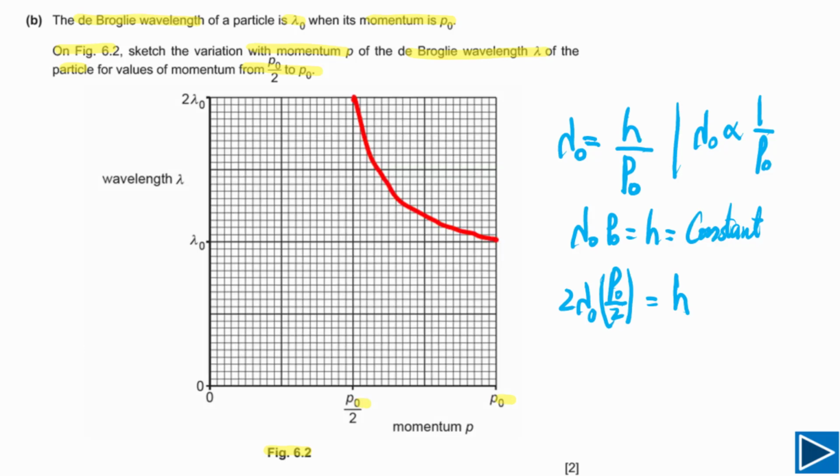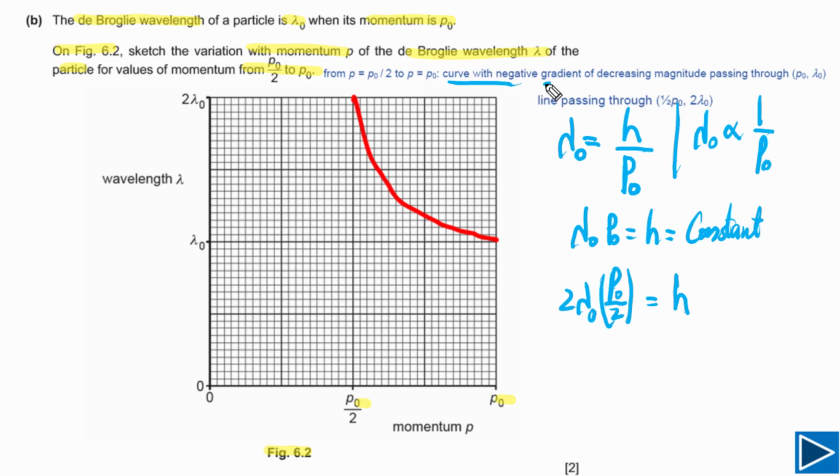This is how you can sketch the graph. This is simply how you need to sketch. And for this question, there are 2 marks. Let me explain to you how these marks will be awarded. The first mark is if you have drawn a curve with negative gradient of decreasing magnitude and it is passing through p naught and lambda naught, and its gradient is negative and gradient is decreasing.